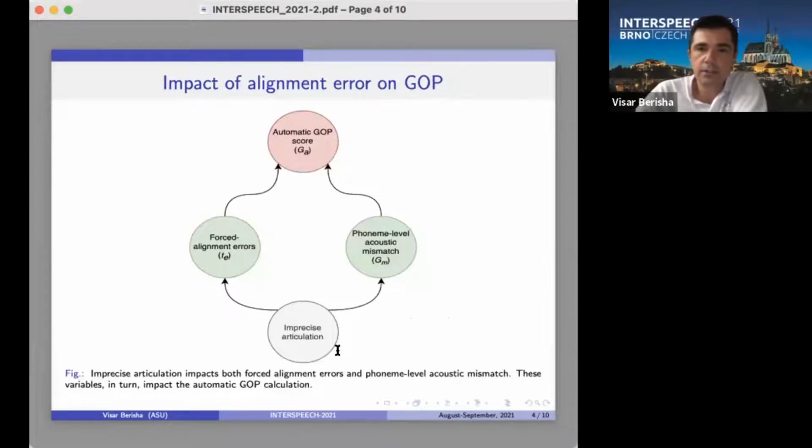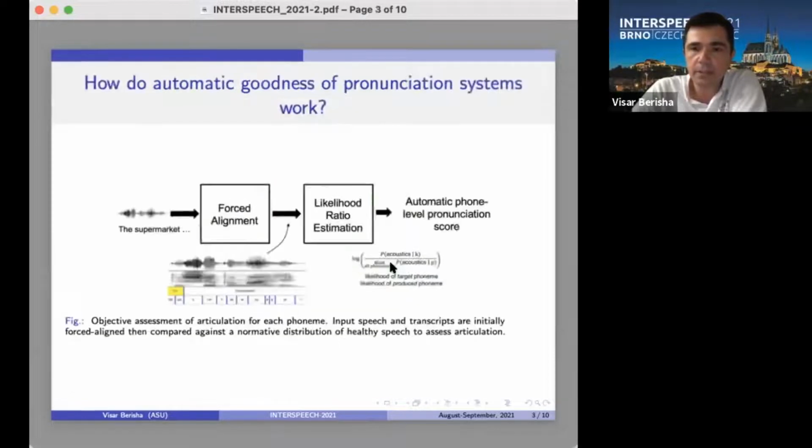Let's consider the impact of alignment errors on this GOP, short for goodness of pronunciation. Let's say you have a speaker with imprecise articulation. This imprecise articulation will cause forced alignment errors, which we denote by TE. It will also cause phoneme-level acoustic mismatch, which we're calling capital GM. This denotes a goodness of pronunciation output where the forced alignment is actually done manually. So it's the same as the previous system, except we replace the automatic forced alignment with a human performing the forced alignment.